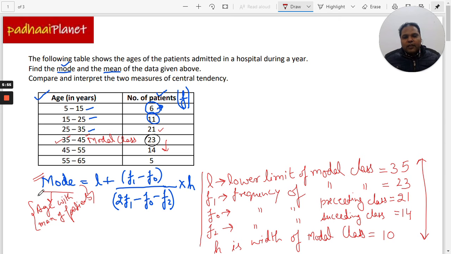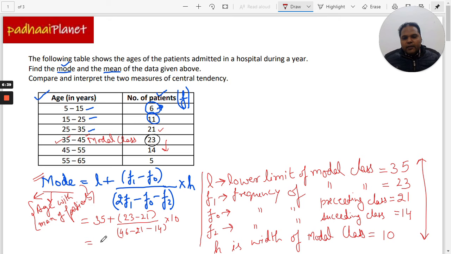So then in that case we will have to find out the mode of the data. Now let's put these values into this formula and we can quickly find out what it is. So this is 35 plus (f1 minus f0), that's 23 minus 21, over (2 multiplied by f1), so that's 46 minus 21, and f0 is 40, f2 is 14, multiplied by 10. Now let's simplify it.